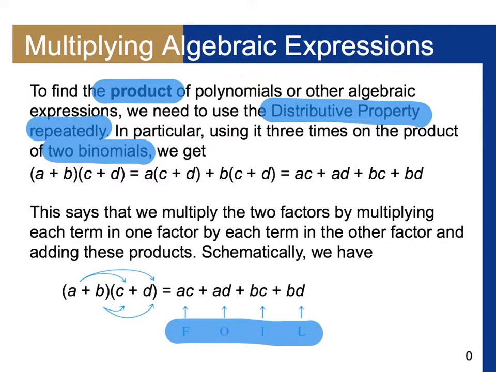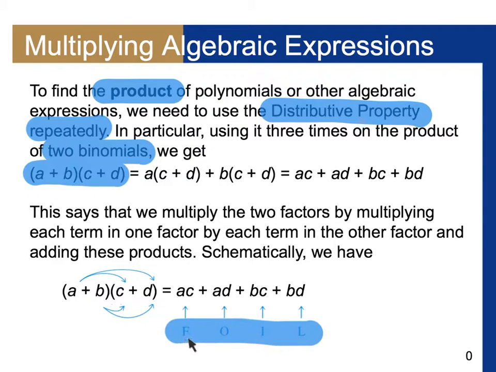So we have two binomials, a plus b times c plus d, and that means you're going to take the a and multiply it times c plus d, and you're also going to take plus b and multiply it times c plus d. So we're distributing twice here. When you do that, you're going to get ac plus ad plus bc plus bd, but there's a shortcut for doing that. When it's a binomial times a binomial, we can use FOIL.